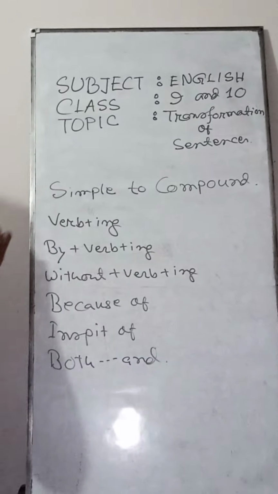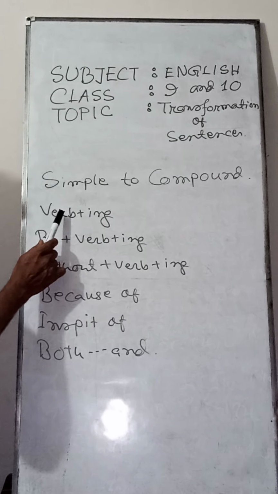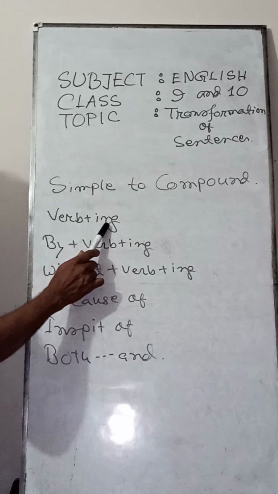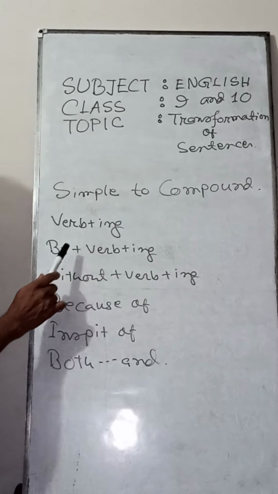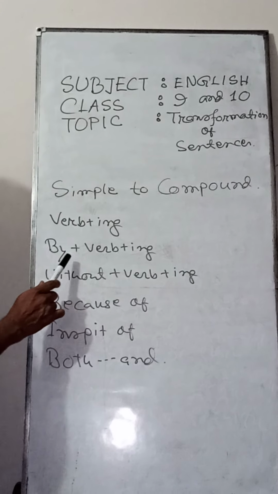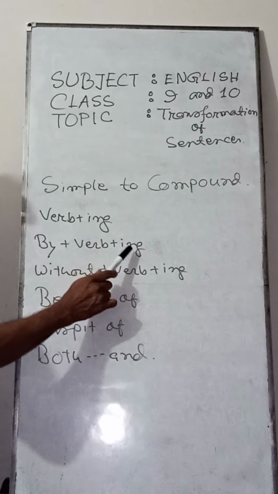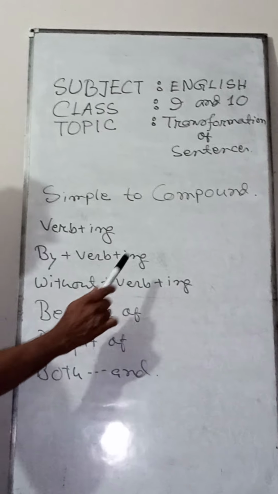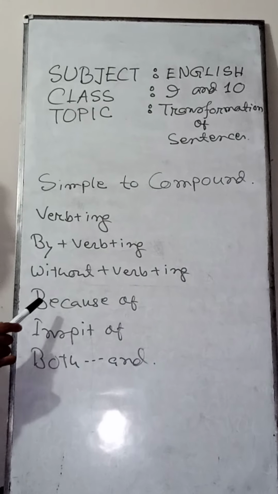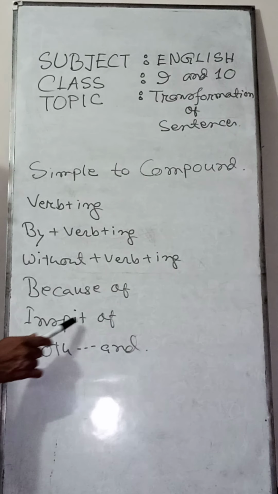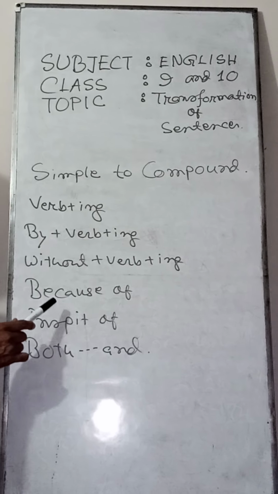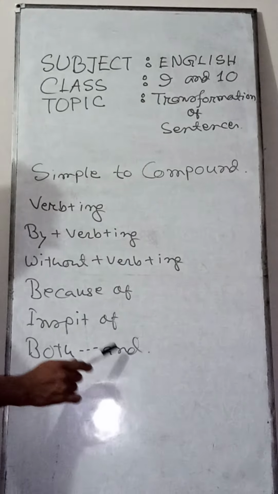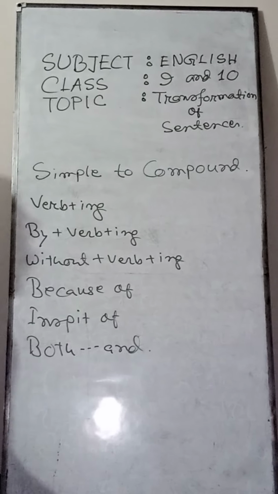If you find a sentence that starts with verb plus ing, it is simple. If a sentence is indicated by 'by' plus verb plus ing, it is simple. If you find a sentence with 'without' plus verb plus ing, this will be a simple sentence. If you find 'because of' or 'in spite of', these are simple sentences. And if a sentence indicates 'both', this will be a simple sentence.